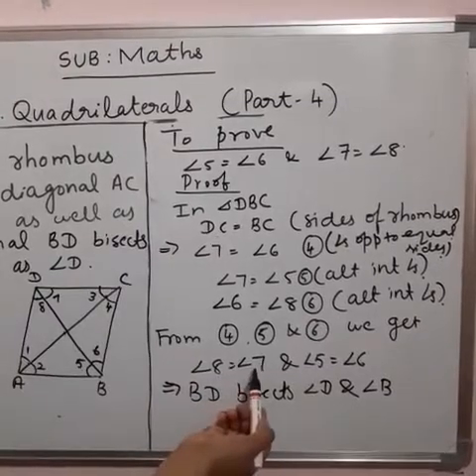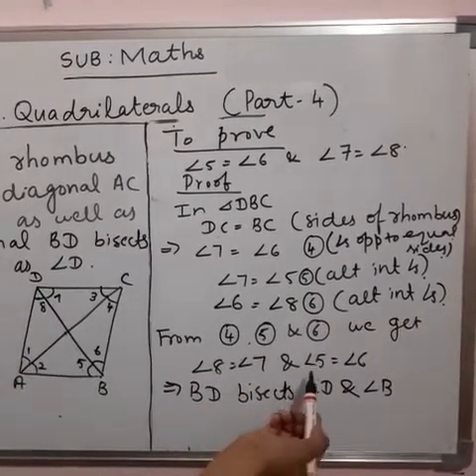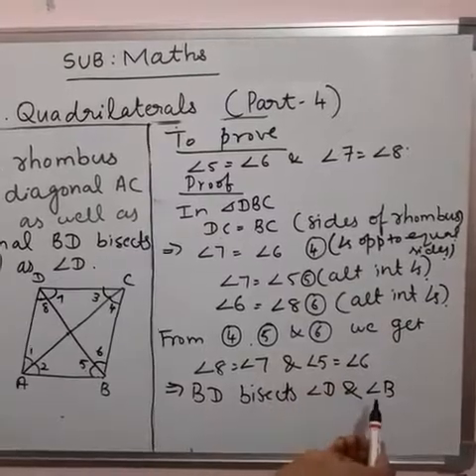Angle 8 is equal to angle 7 means BD bisects angle D, and angle 5 is equal to angle 6 means BD bisects angle B.